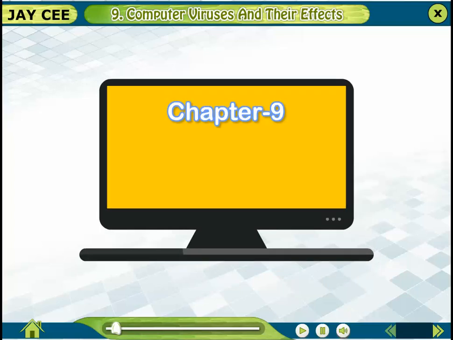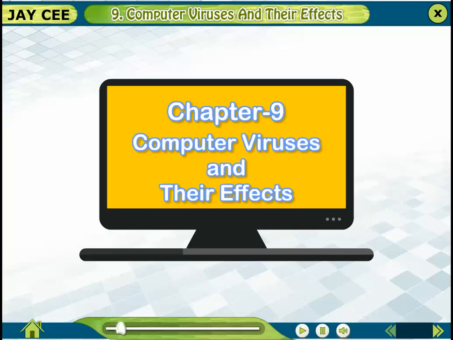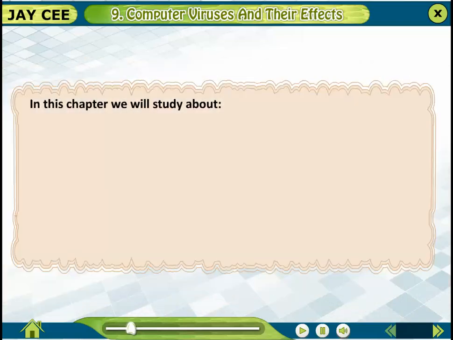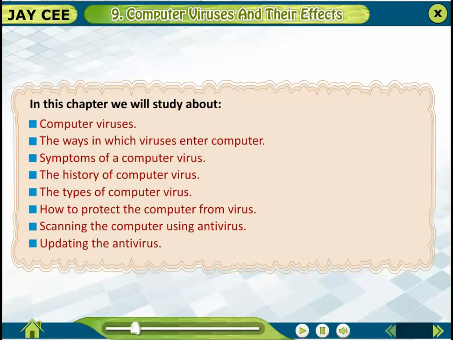Chapter 9, Computer Viruses and Their Effects. In this chapter, we will study about computer viruses, the ways in which viruses enter a computer, symptoms of a computer virus, the history of computer virus, the types of computer virus, how to protect the computer from virus, scanning the computer using antivirus, updating the antivirus.